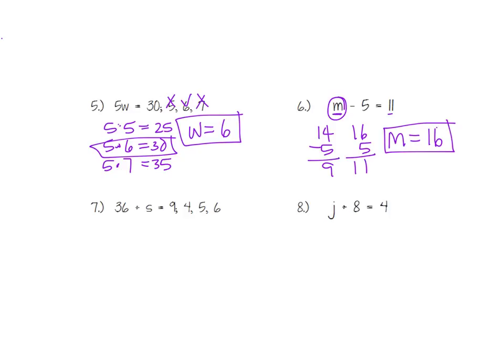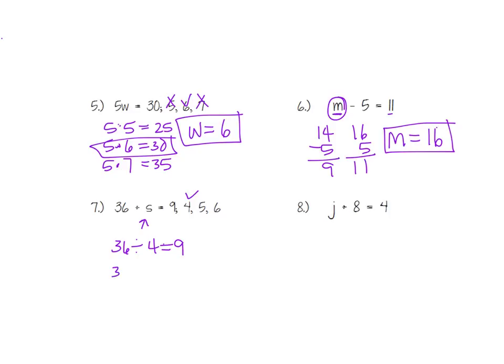36 divided by s, that's an s, equals 9. So we are having a multiplication fact family here. We're going to use the division part of it. 36 divided by 4 will give me 9. So we like that one.